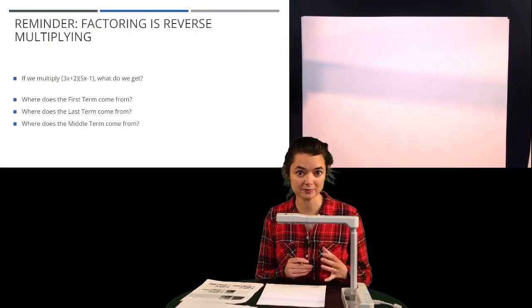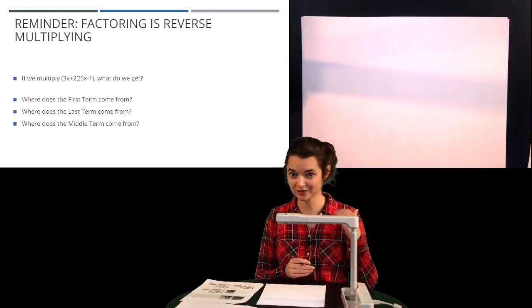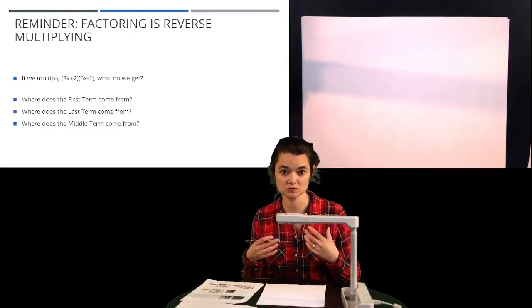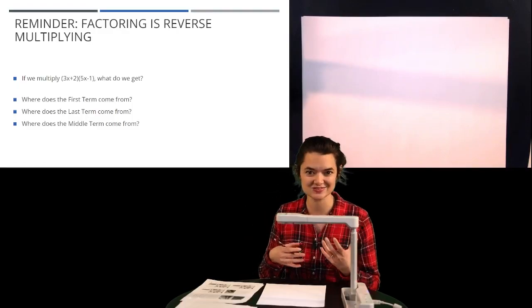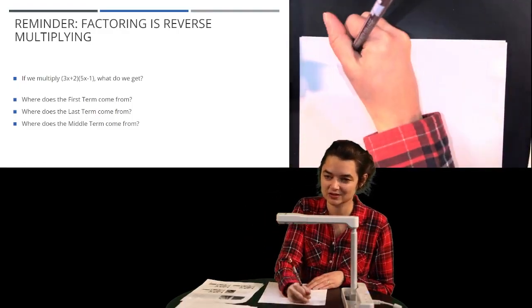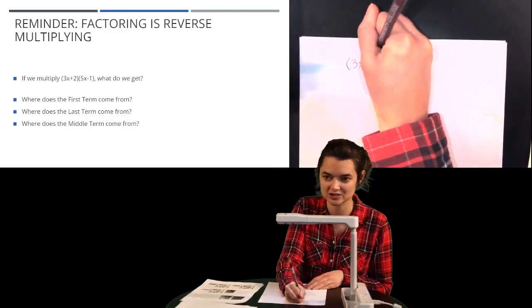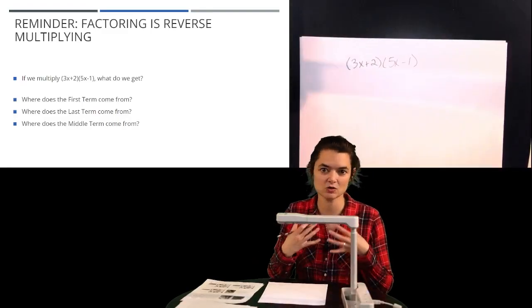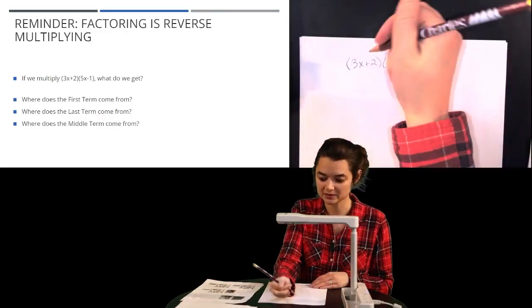So, just a quick reminder, we did this in 5.2, but I want to refresh because we're still doing trinomials. Factoring is reverse multiplying. So how about when a isn't 1 now? What if we have 3x plus 2 times 5x minus 1, and I asked you to multiply it? Well, you'd probably distribute.